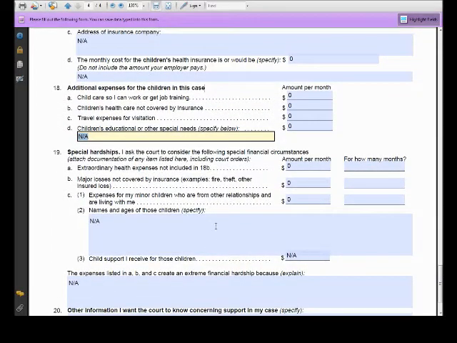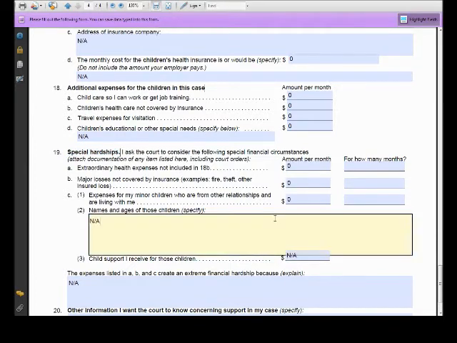Section 19 is for special hardships that you want the court to consider when establishing child support. If completing this section, be sure to explain why the additional expenses create an extreme financial hardship. If none, complete with 0 or NA.